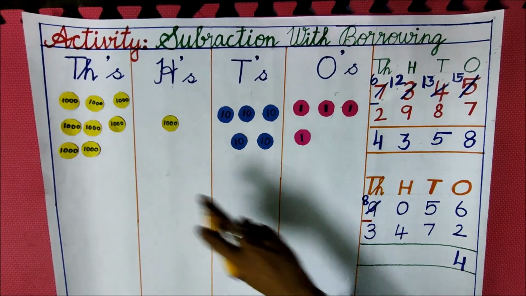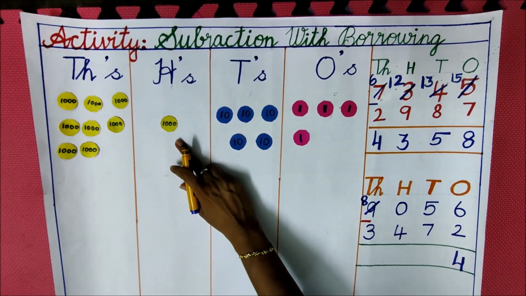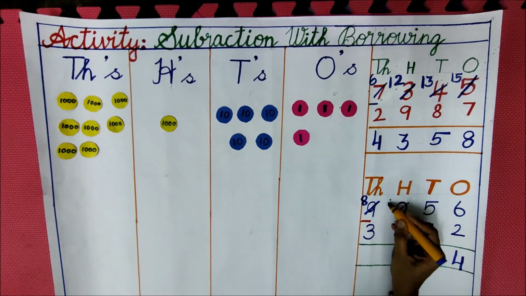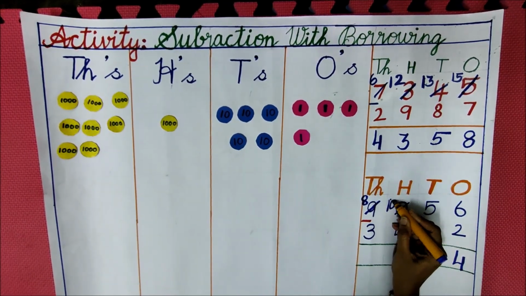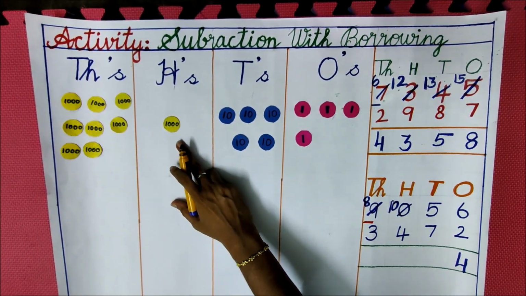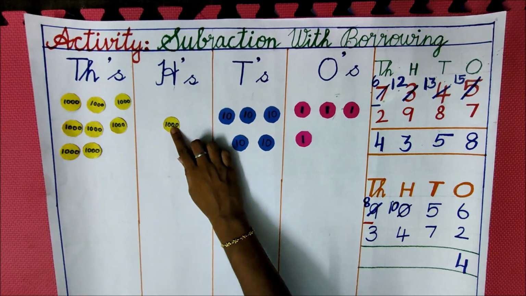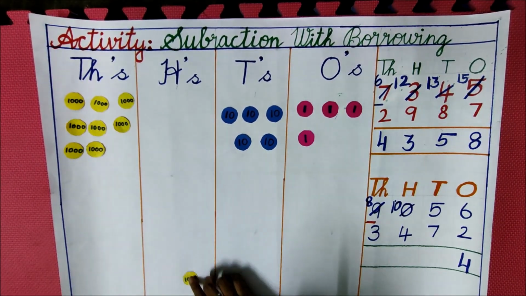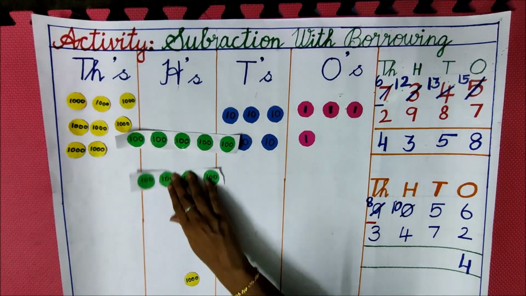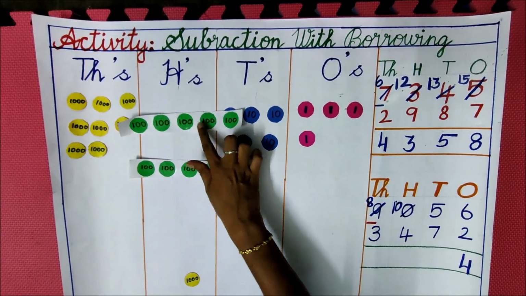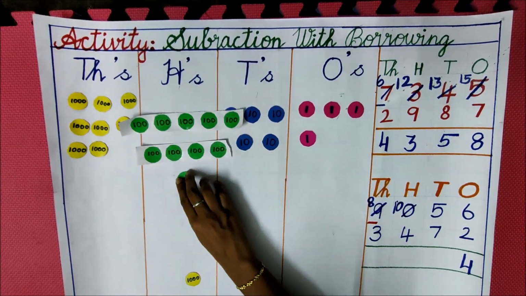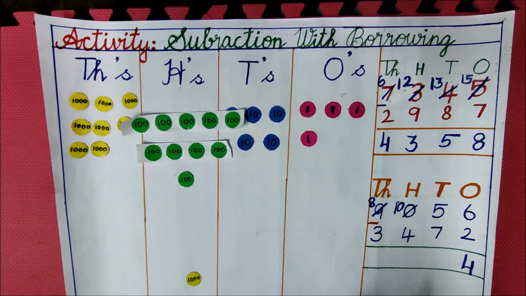Okay, and we got 1000s in hundreds place. So this becomes 10. Okay, so this becomes 10. 1000 is equal to 10 hundreds. So instead of this 1000, I am going to keep 10 hundreds. See, 1, 2, 3, 4, 5, 6, 7, 8, 9, 10. Okay, so I have kept here 10.